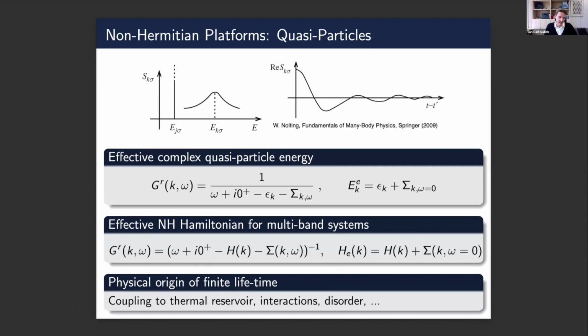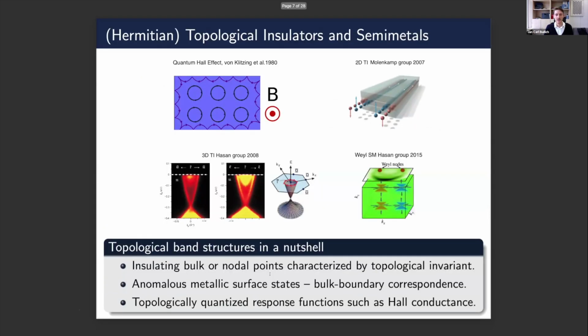And so the physical origin of this can be coupling to a reservoir, if you have a lead attached to your system and there's a finite lifetime due to a surface self-energy that this lead introduces. It can be bulk interactions between particles, electron-electron interactions that cause dissipation and give rise to the self-energy. It can be disorder and a disorder-averaged Green's function, and maybe additional things that I'm not covering here, but I will give you examples of these here.